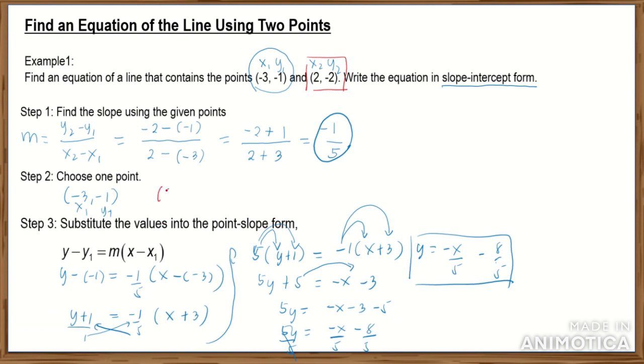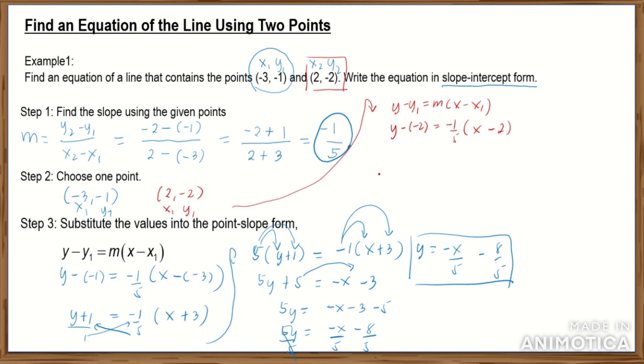So 2, negative 2, this will be our x sub 1 and this will be our y sub 1. Okay, so I'll be making use of this area. So we have y minus y sub 1 is equal to m times x minus x sub 1. Y minus our y sub 1 is negative 2 times m, that is negative 1/5 times x minus x sub 1, which is positive 2.